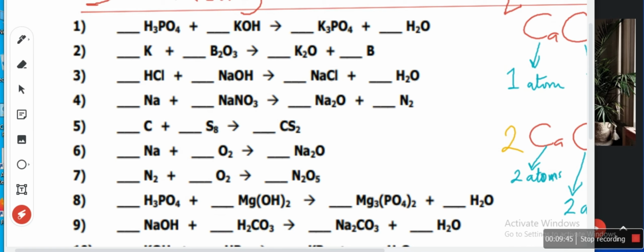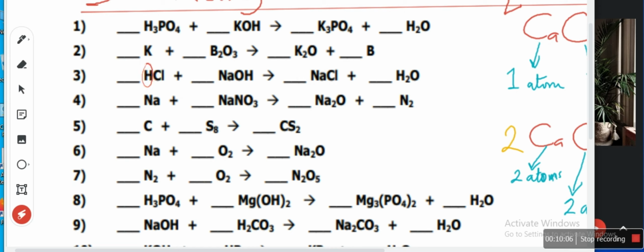For number 3, what we do is we check each element on the reactant side and we compare it with the same element on the product side. Starting with hydrogen.